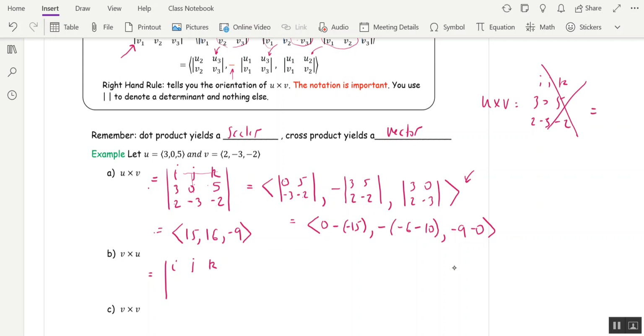All right, now I'm going to put v in. The v goes in the second row, 2, -3, -2, and u goes in the last row. So the only difference is we're changing the order.